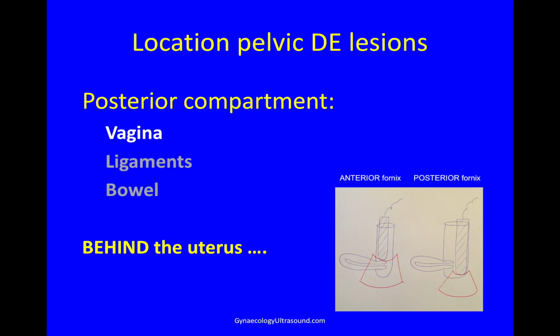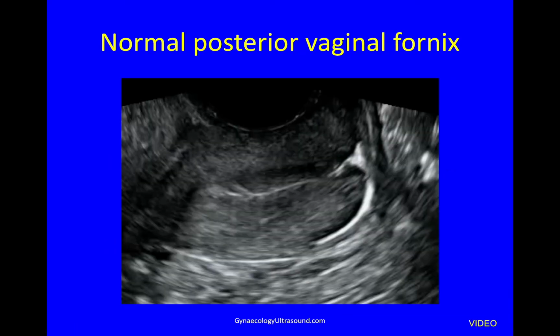On this little diagram of mine, you can see here that the probe is in the anterior fornix. This is the view you get looking through the cervix. But if you put your probe in the posterior fornix, you look behind the uterus. You can't see the cervix, but you can really see the posterior compartment very well. That's what we need to do.